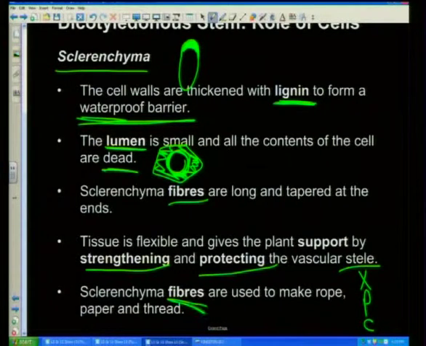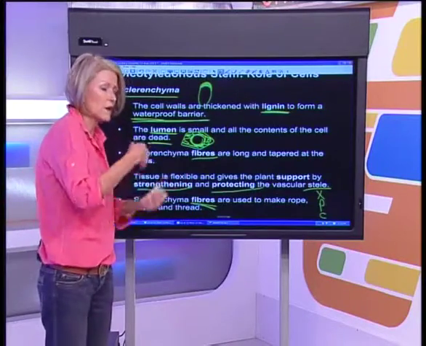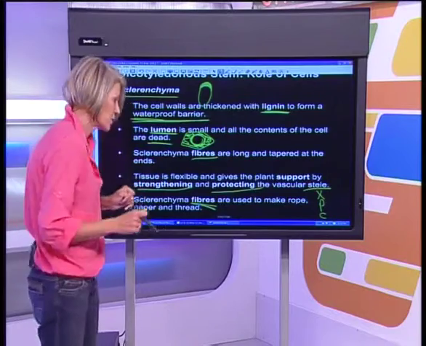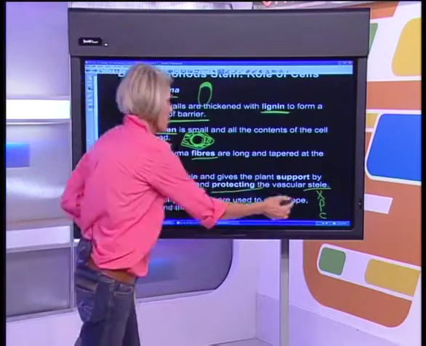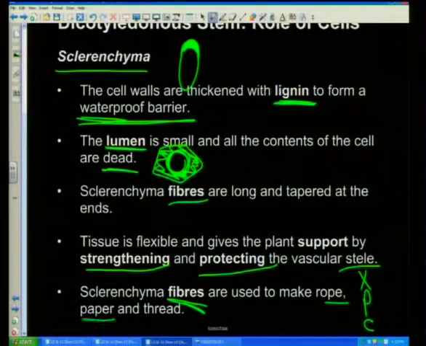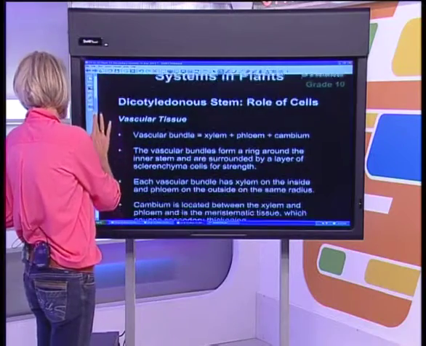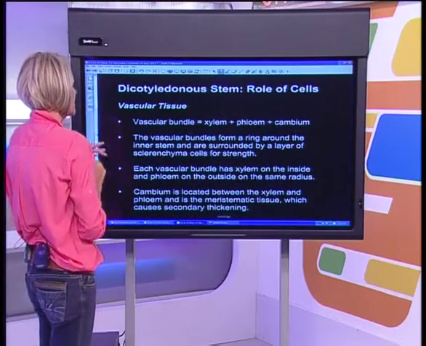And then we have the sclerenchyma fibers. What do we do with them? What is their function? Well, we make ropes, and you've done this. I know you've done this because I remember doing it with you. It's used to make rope, it's used to make paper, and it's also used to make threads. Okay, so that's your sclerenchyma. And I know I'm going fast, but you should know all these cell types anyway.